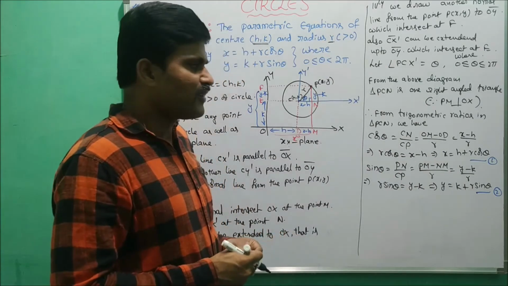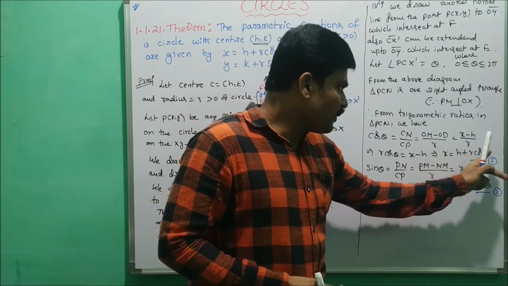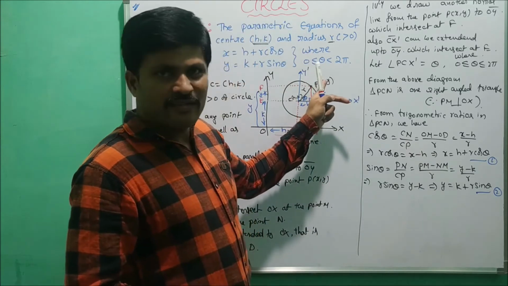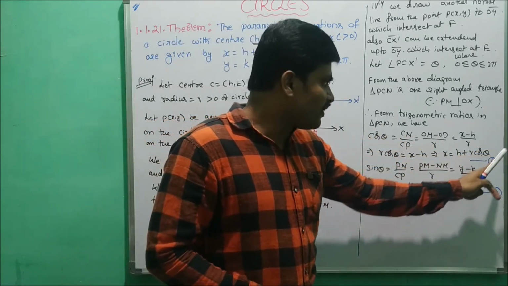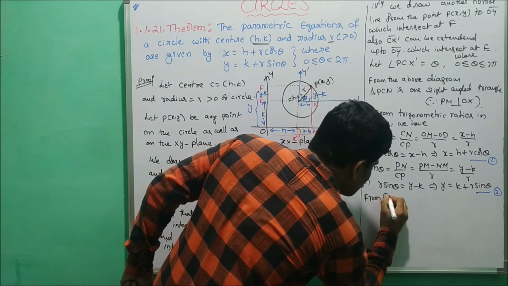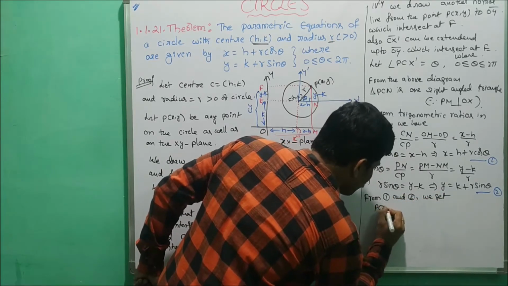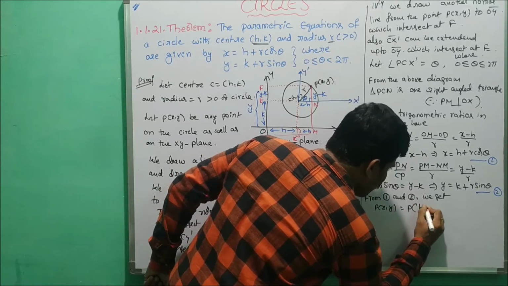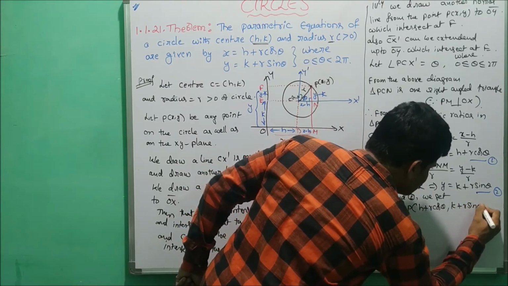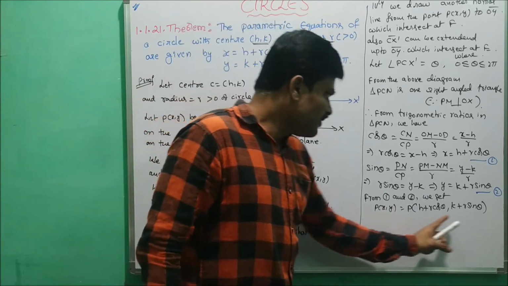From this diagram we get the values of x and y: x equals h plus r cos theta, y equals k plus r sin theta. Now the point P(x, y) can be written as P(h plus r cos theta, k plus r sin theta). From equations 1 and 2, we get P(x, y) equals P(h plus r cos theta, k plus r sin theta). So this is the point.